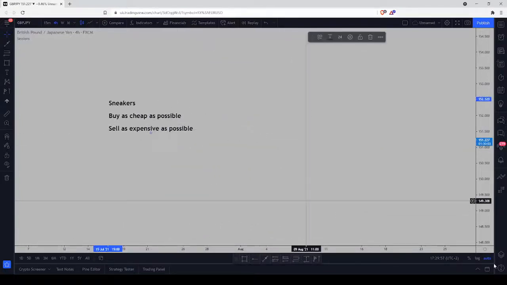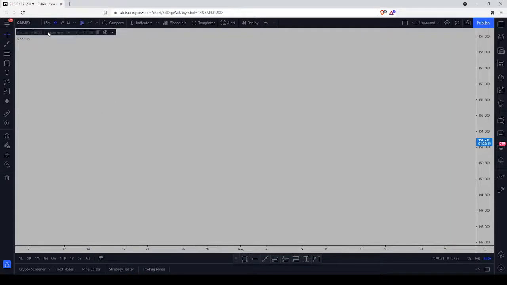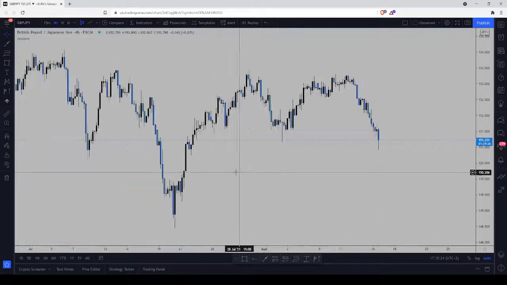If you can buy, let's say, one pair of sneakers at 149 and sell it at 154, you have made a huge profit on that. Let's just say this is just the price of the sneakers. But what most people are doing is the opposite. They're selling here at 149 and buying here at the top. This is what they're doing in trading, and this all comes from emotion.